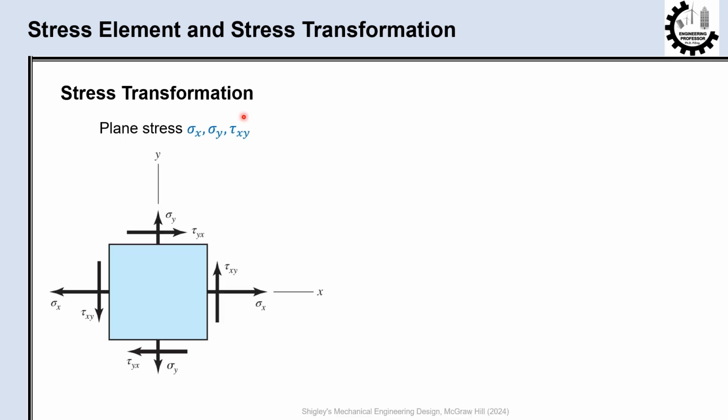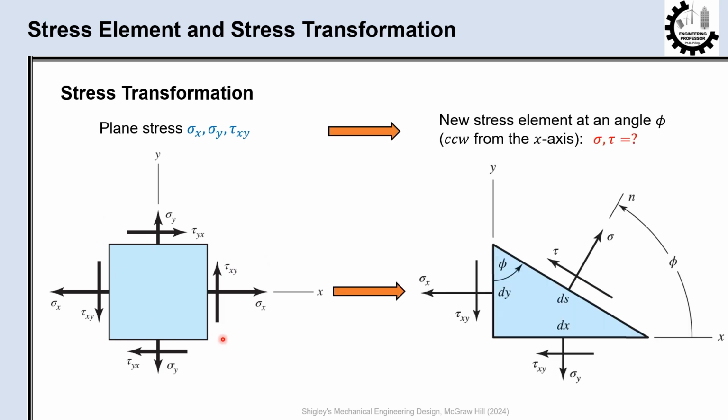Sometimes in design problems, due to the direction of loading, we might need to change the orientation of axes when analyzing a stress state in a component. The stress situation at a point remains unchanged when we change the orientation of axes, but the stress components will have different magnitudes. Let's consider that the plane stress element is cut by a diagonal plane with a normal n at an angle phi counterclockwise from the x-axis. So we're trying to find the normal and shear stresses acting upon this diagonal plane, sigma and tau.